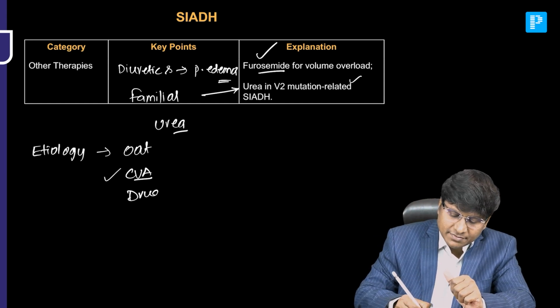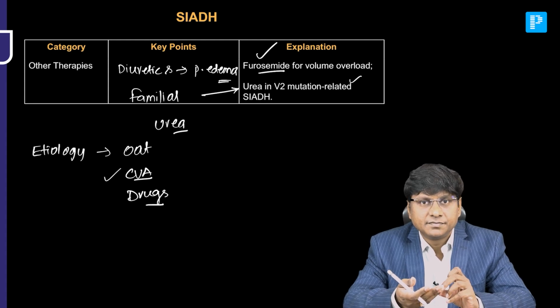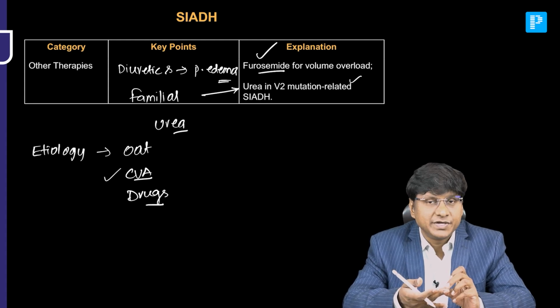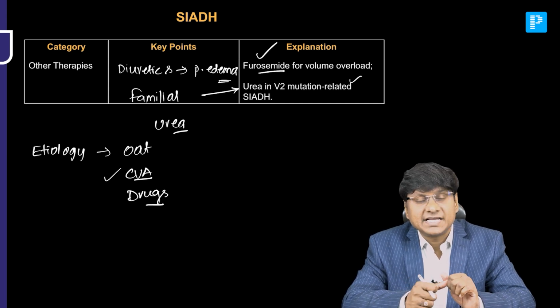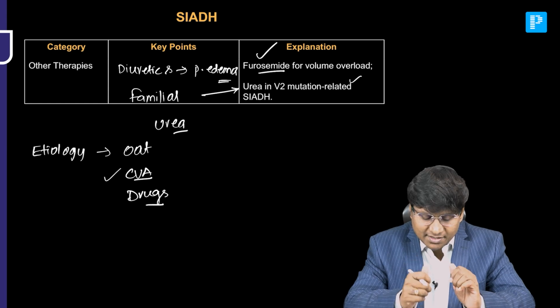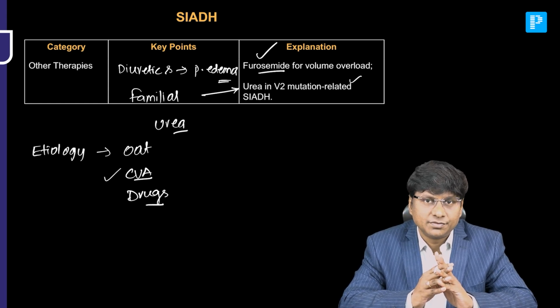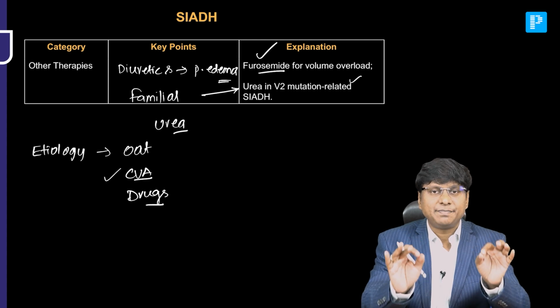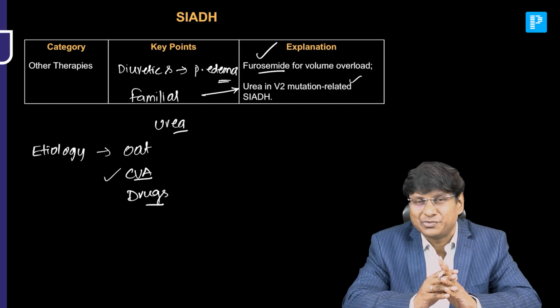Then we also have some drugs that cause SIADH, and these include desmopressin, Vinca alkaloids like vincristine, monoamine oxidase inhibitors, selective serotonin reuptake inhibitors, and tricyclic antidepressants. These are the drugs that cause the syndrome of inappropriate antidiuretic hormone, right? So this completes the detailed and quick discussion of this very important topic, syndrome of inappropriate antidiuretic hormone.